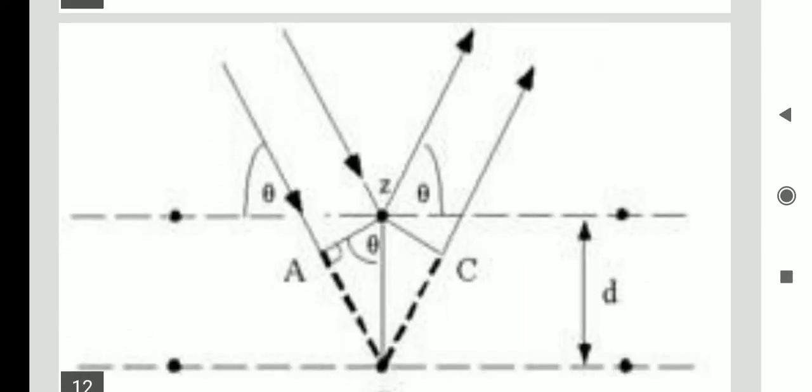So here the rays are incident. We have the triangle ABC, along with another construction, that is BZ. Then two triangles are formed, ABZ as well as BZC. So the incident angle is theta, and the reflecting angle is theta. Between two planes, whatever distance is there, that is d.